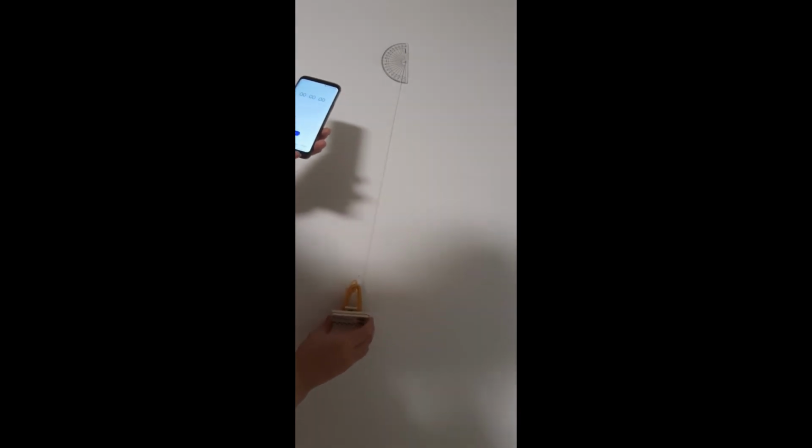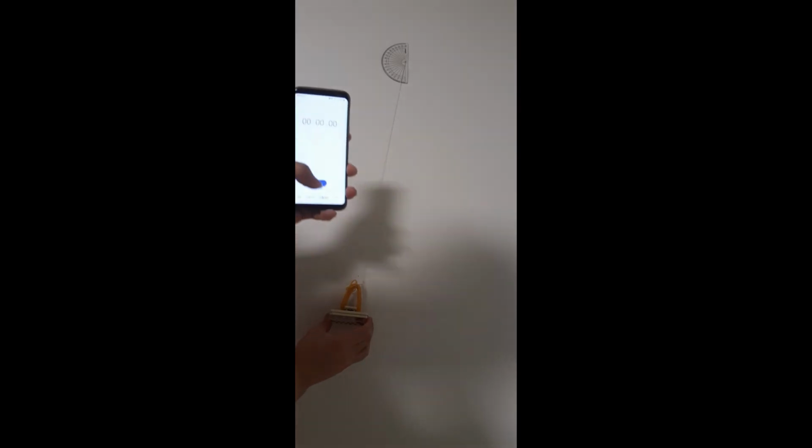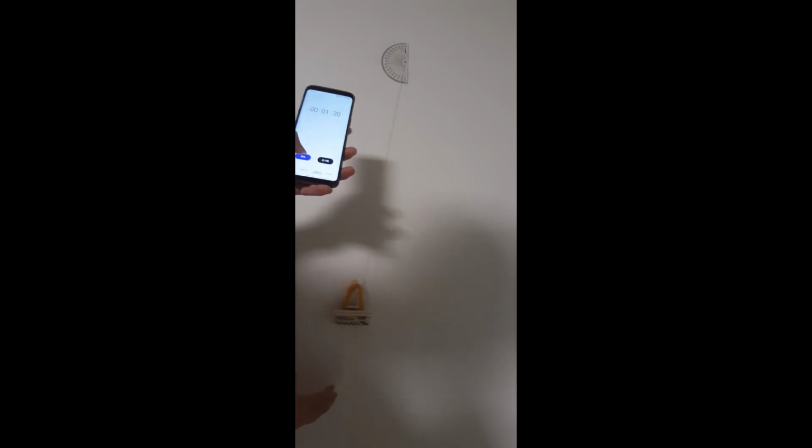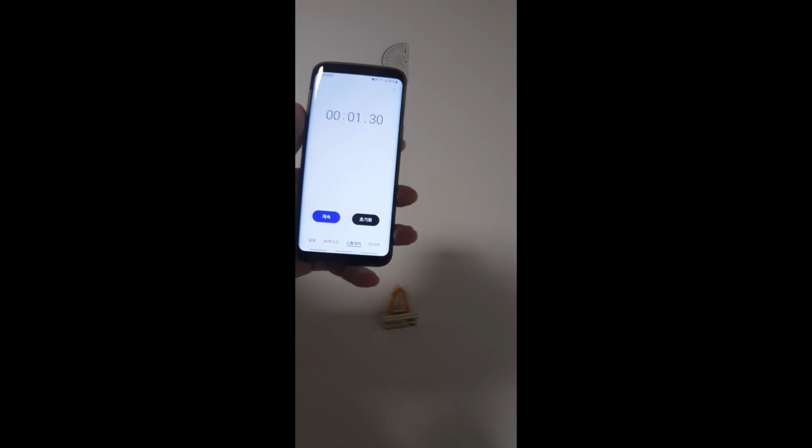First, get the angle to 10 degrees. Let go. About 1.3. Because of the inaccuracy, since I may have pushed it too quickly or too slowly, we have to try it a number of times.